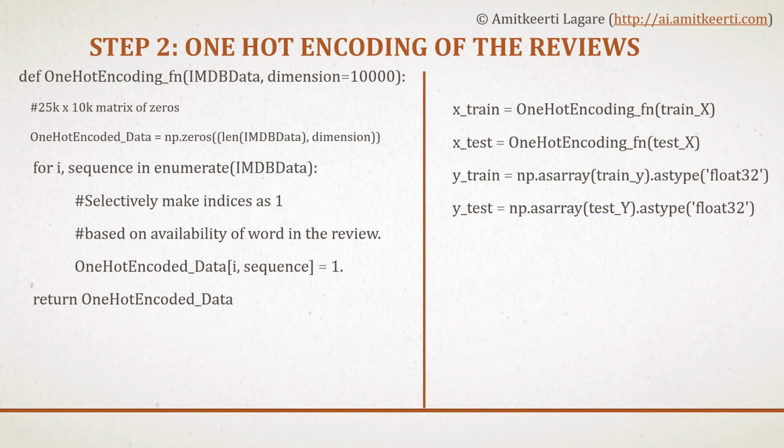Now each review is of different size, and the face value of numbers that represent the words in the review do not have any meaning. So we need to do a one-hot encoding of all the reviews. We do this by creating a matrix of size equal to the number of reviews in the set by the number of maximum words. In case of the training set, this would be a matrix of 25,000 rows by 10,000 columns. The words which are present in the review are marked as 1 in the matrix and the rest of the words remain as zeros. This one-hot encoding is done for both the training and test set.